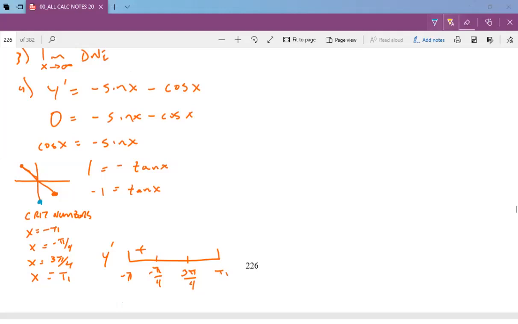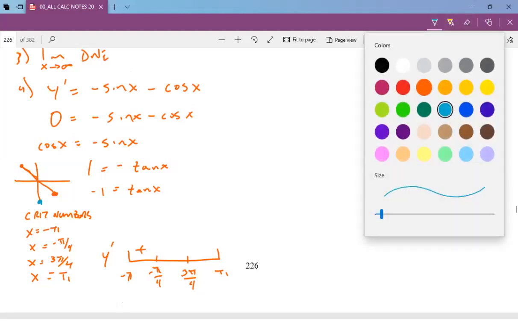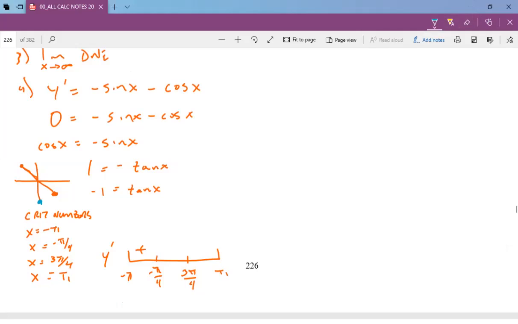Between negative pi quarters and 3 pi quarters, of course, maybe we look at 0 and take negative of sine 0, which is 0, minus cosine 0, which is 1. So minus 1 makes this negative in this interval.